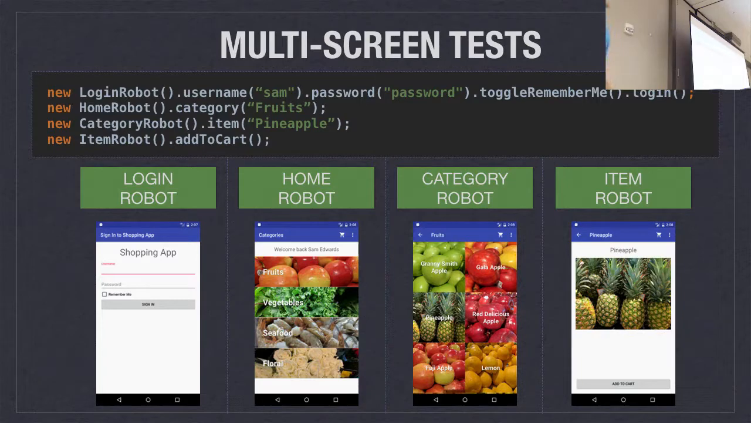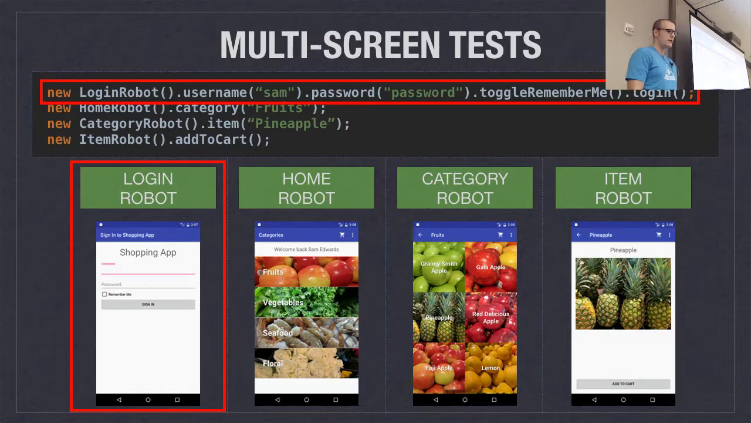So multi-screen tests. I know I've kind of preached so far that small and targeted tests are the best, and that's true. But you want a few that exercise your whole app, just for sanity, so you get screenshots of your whole app. We've already looked at the login robot example, and we've gone through that fully.